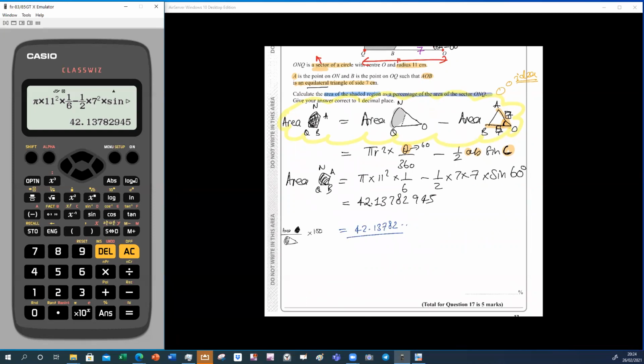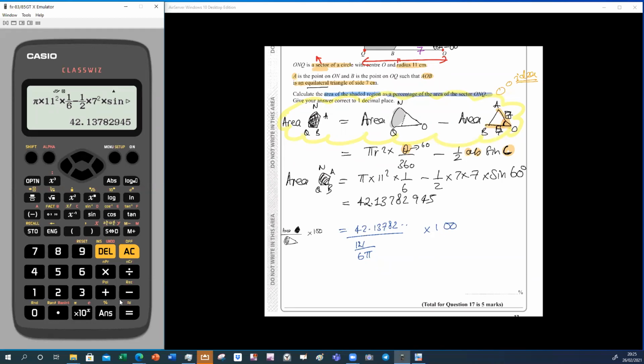42.13782 and so on, divided by the area of the whole sector. So what was the area of the whole sector? That's going to be pi r squared, 11 squared times pi times a sixth. What's that going to give us in terms of pi? 121 over 6 pi. Okay, lovely. So let's put that down then. That's going to be over 121 over 6 pi. And then we have to times that by 100.